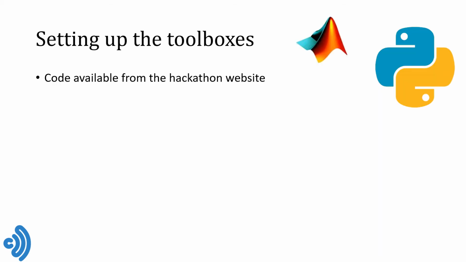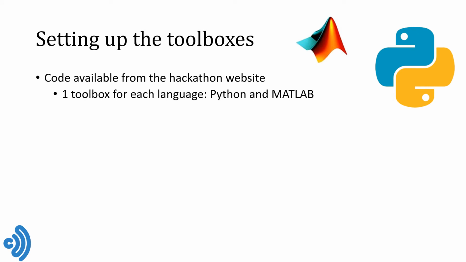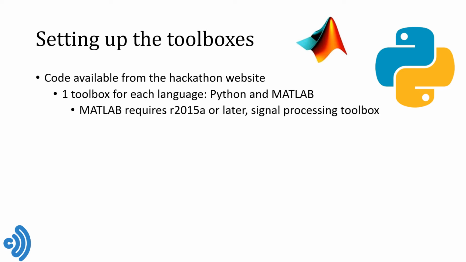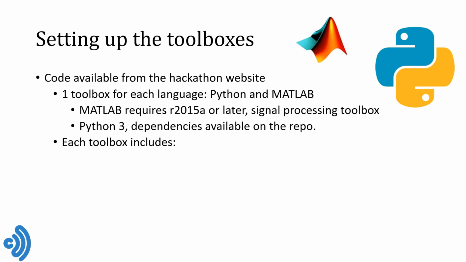Now that I've given an overview of the toolboxes, the rest of the presentation will focus on how to acquire and install them. We provide the full simulation toolbox, including the vocoder, in separate repositories for both the MATLAB and Python programming languages. Each language has slightly different requirements. MATLAB requires at least release 2015A and the Signal Processing Toolbox in order to run. The Python toolbox requires Python 3 and some other dependencies to work. The full list of those dependencies for Python can be found on the GitHub page in the README section.